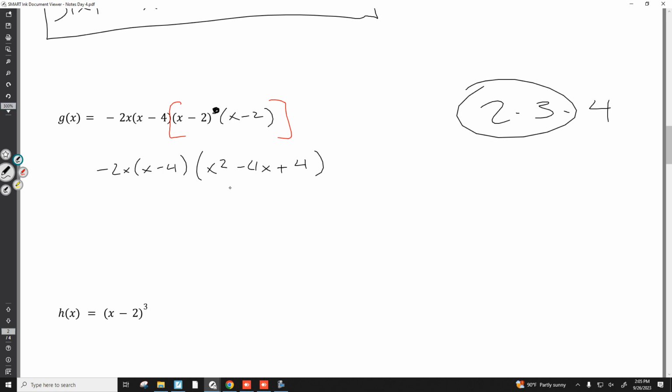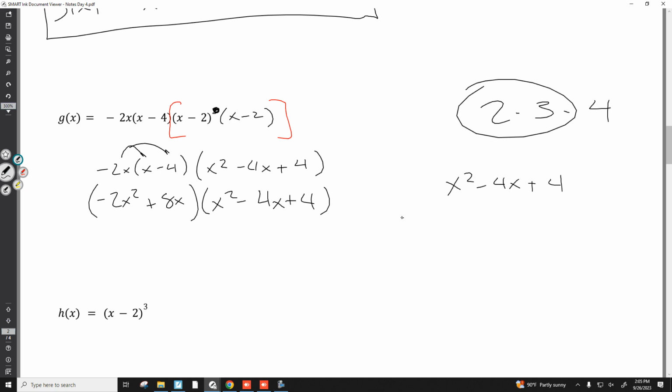All right. Now, if you didn't get that, let's say you made mistakes. Yo, the box can help you. So what I would have done is x squared minus 4x plus 4 across the top, negative 2x squared and plus 8x down the side. I'm going to use a 2x3 box.